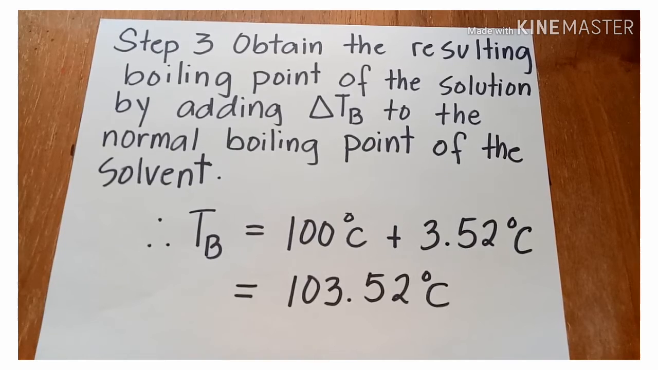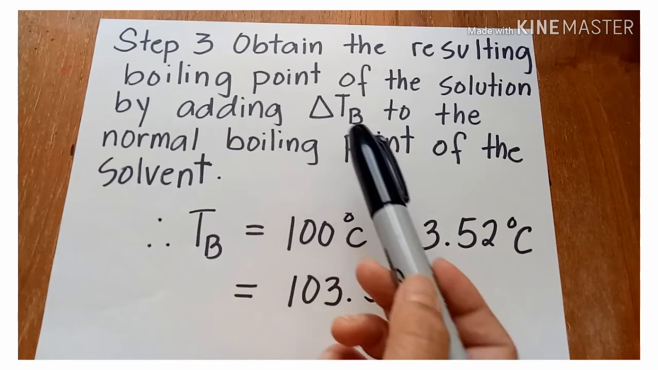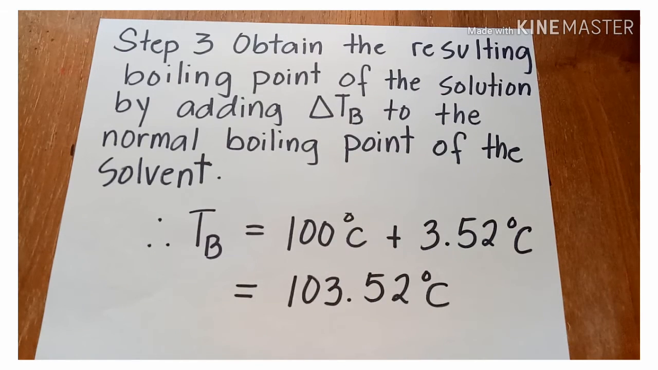For step 3, you're going to obtain the resulting boiling point of the solution by adding delta T sub B to the normal boiling point of the solvent. So our equation will be T sub B equals 100 degrees Celsius plus 3.52 degrees Celsius. Therefore, T sub B will be equal to 103.52 degrees Celsius.